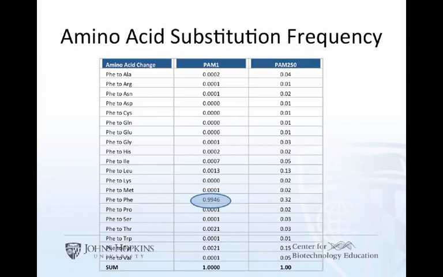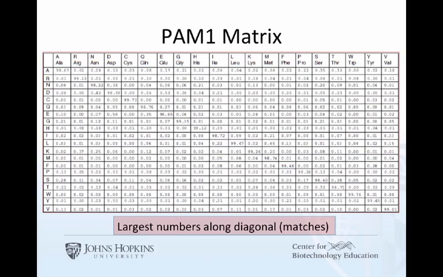Now, PAM250 on the right extrapolates that 1% change over a distance of 250 times. Now, you can't have 250% change, but you can mathematically extrapolate and show that after 250 units of evolutionary change, phenylalanine remains phenylalanine only about 32% of the time. But still, it's the predominant one of all the other amino acids. But note that some have a higher frequency than others. Now, we do that for all 20 amino acids.